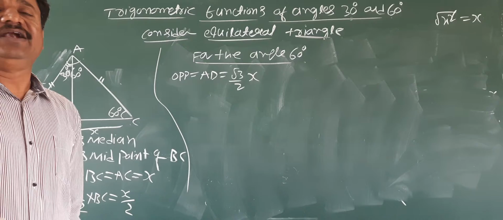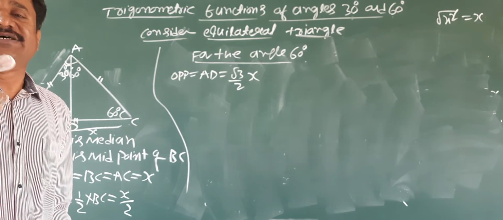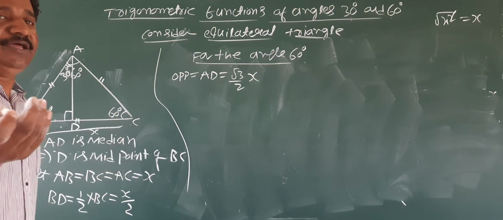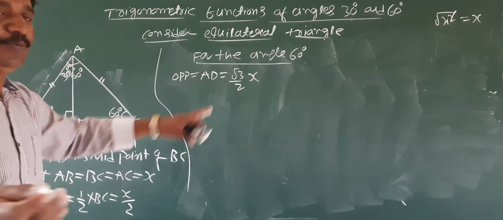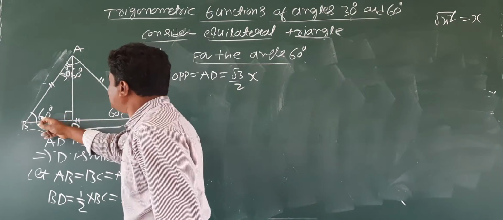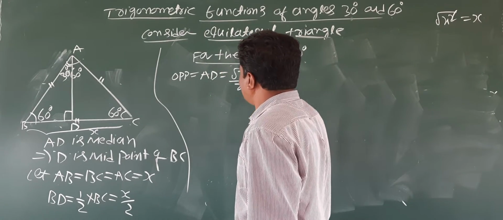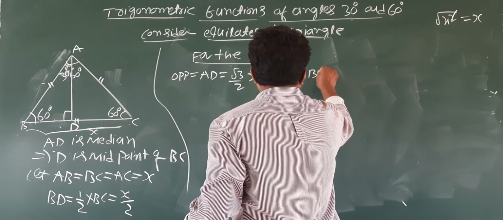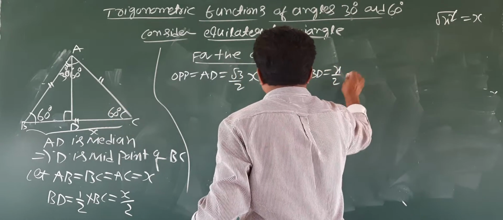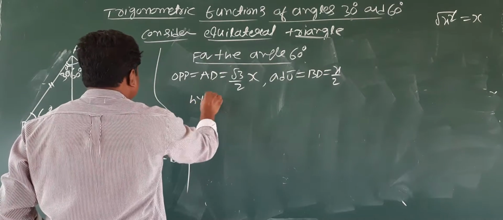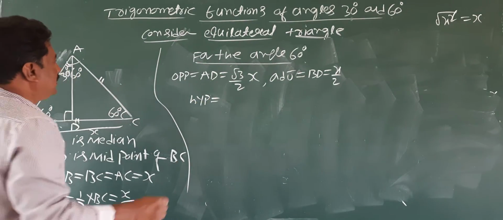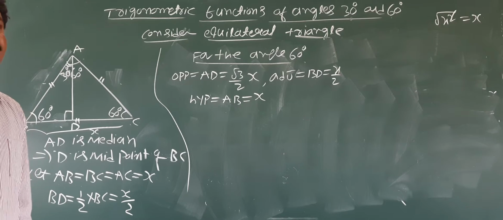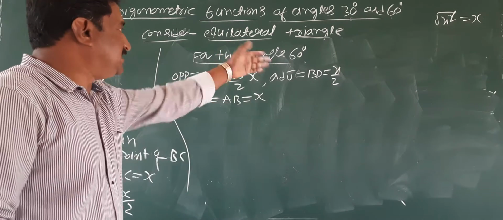It is the height of the equilateral triangle. Area of the equilateral triangle is root 3 by 4 x square, which is base into height. Height of the equilateral triangle is root 3 by 2 x, the opposite side. So for the angle 60 degree, opposite is AD, root 3 by 2 x. Adjacent side is BD, with length x by 2. Hypotenuse side is AB, which is x.